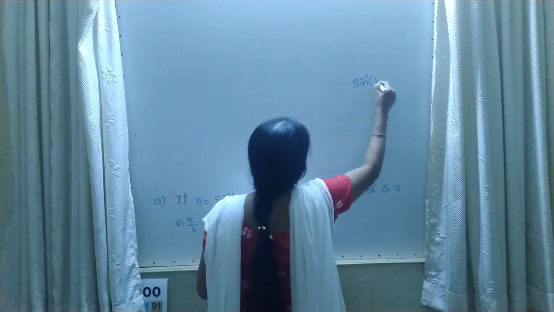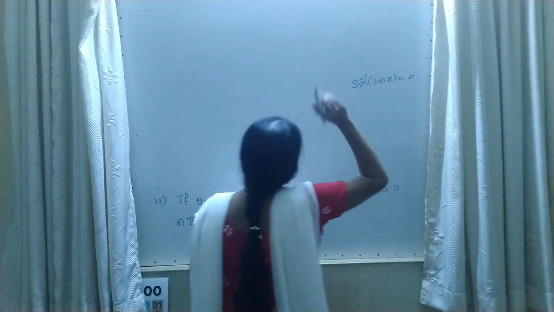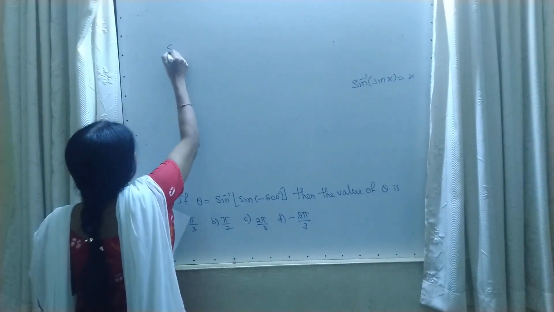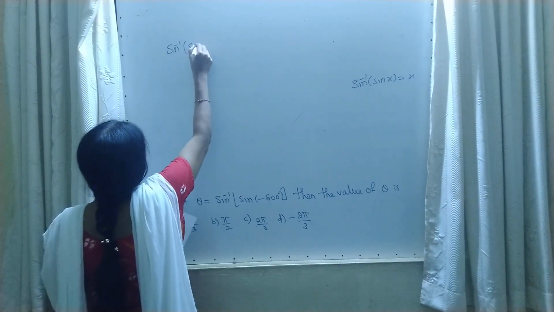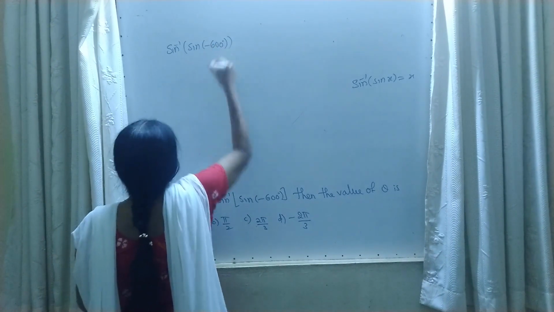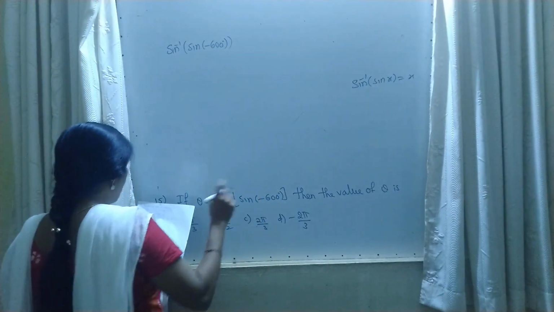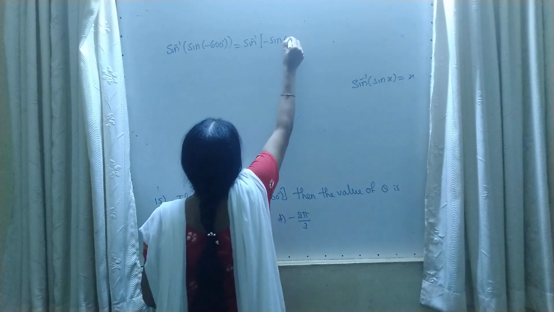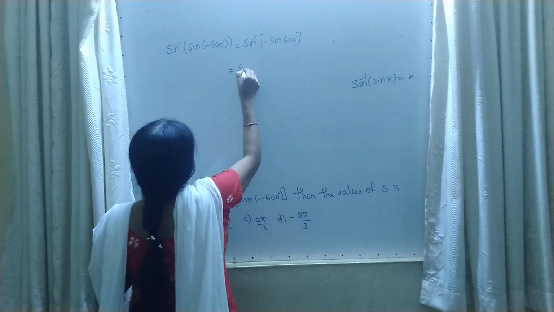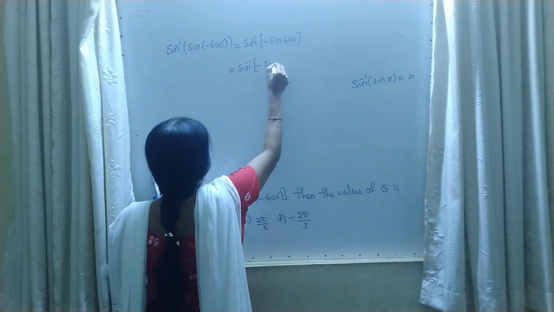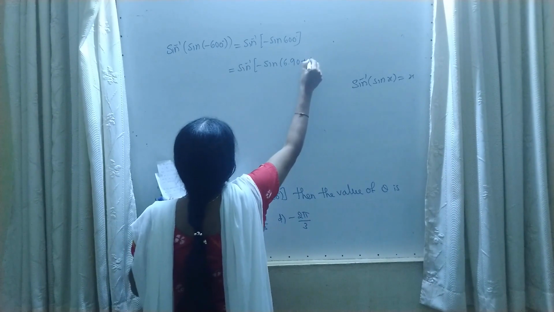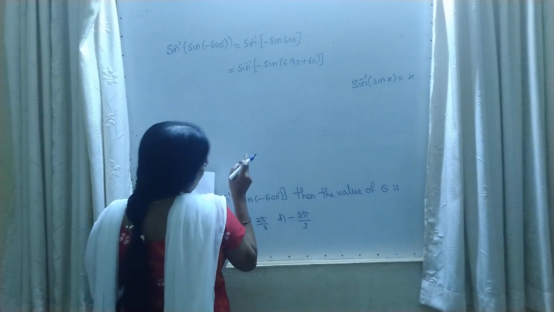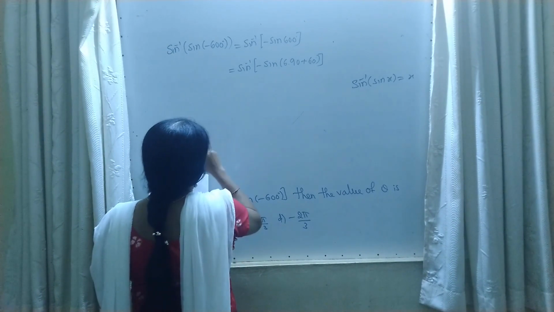Sin inverse of sin x is equal to x if x is lying between minus 90 to plus 90. First I am solving this. Sin inverse of sin of minus 600. You know that sin of minus theta is minus sin theta. It is sin inverse of minus sin 600. Now split 600 with the help of allied angle. It is 6 into 90 plus 60. 6 into 90 plus 60 comes in which quadrant? It comes in third quadrant.